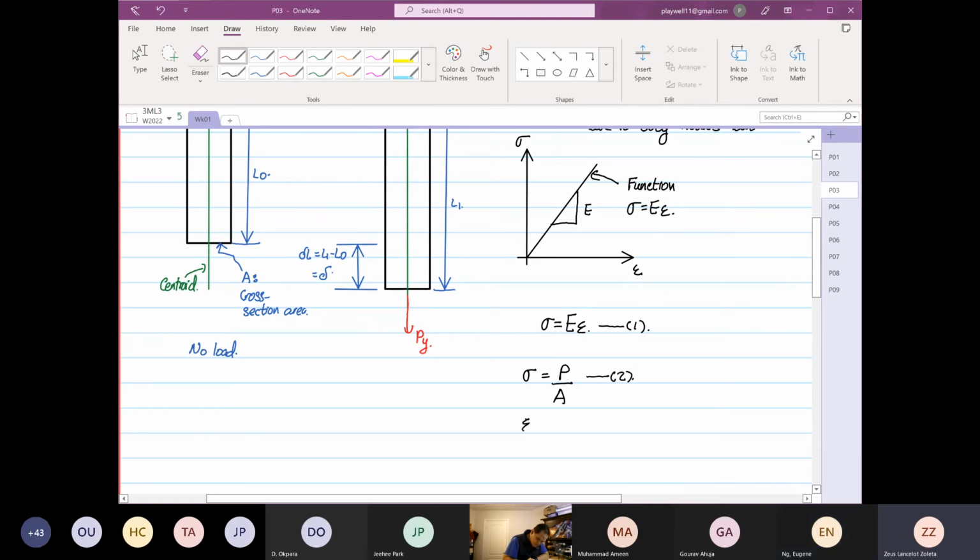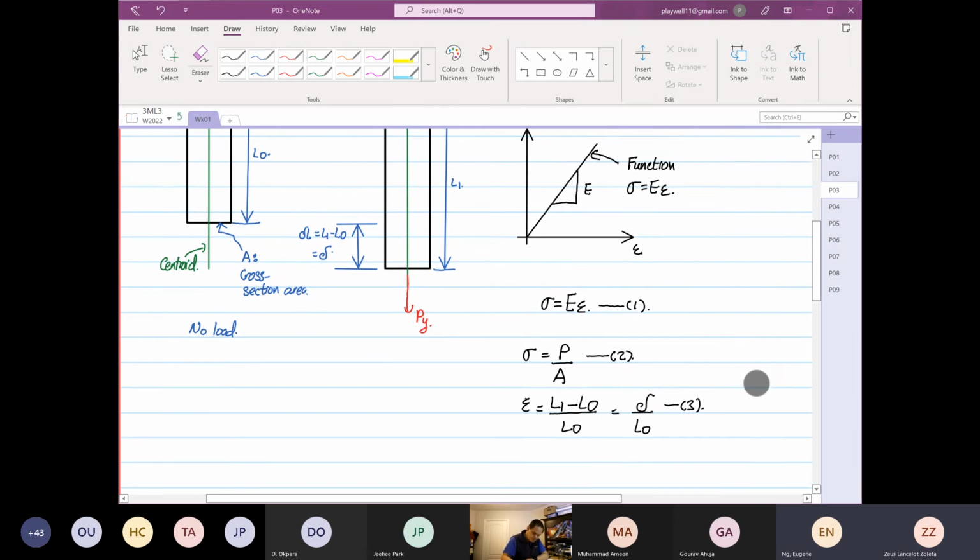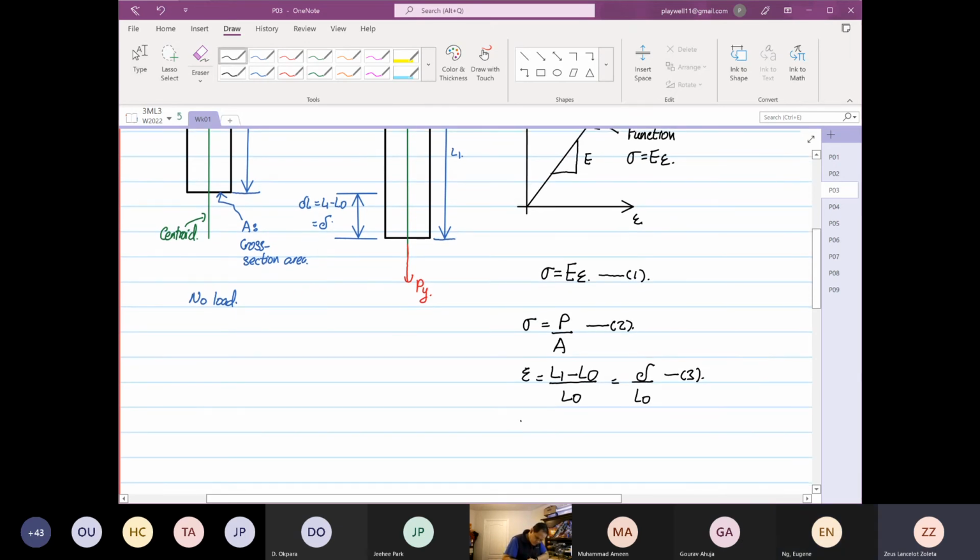Strain is equal to L1 minus L0 divided by L0. Okay, and this can be written as delta divided by L naught. So this is our equation number 3, right? So the next thing that we're going to do, we're going to substitute 2 and 3 into equation number 1, right?